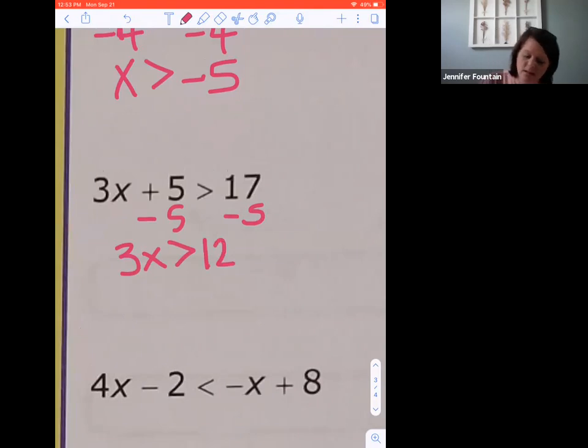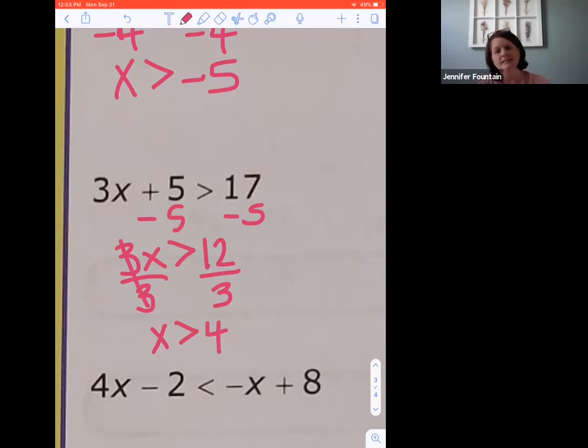Now I have 3 and x together. I'm wanting to solve for x. So the way I do that, because it's being multiplied by 3, I'm going to divide by 3. I divide both sides by 3. Those 3's cancel. So I have x is greater than, and 12 divided by 3 is 4. So x is greater than 4. Any questions so far?